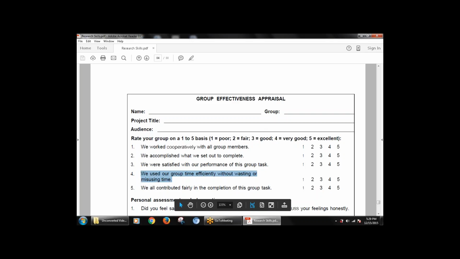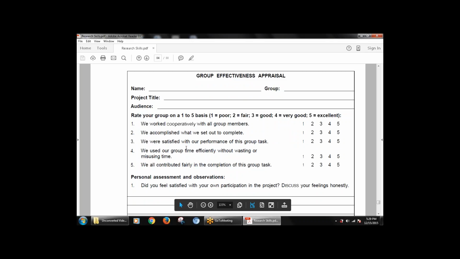Then fourth is we used our group time efficiently without wasting or misusing the time. That includes 1, 2, 3, 4, 5. Then we all contributed fairly in the completion of this group task. What is the main completion in this task? That is also included from 1, 2, 3, 4, 5. Now this is a rating from 1 to 5, from poor to excellent.